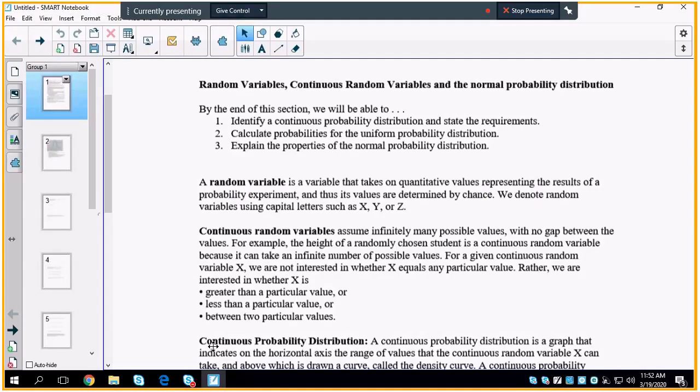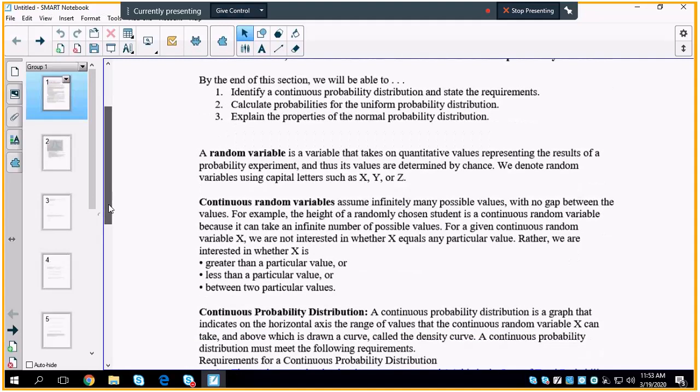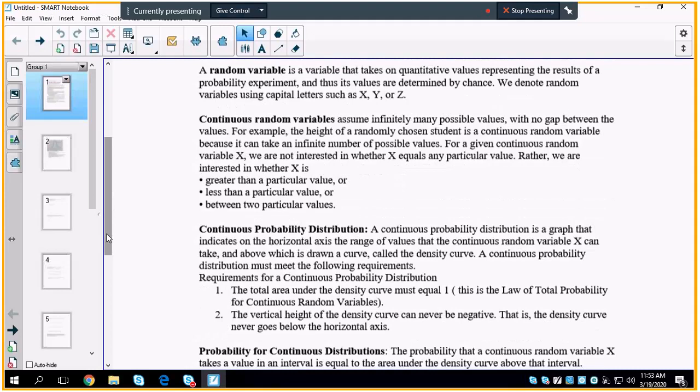Today, we are going to talk about random variables which are continuous. The two special examples we will work out are normal probability distribution and uniform probability distribution. So our learning objectives are identification of a continuous random variable, calculate probabilities for uniform probability distribution, and explain and understand normal probability distribution.